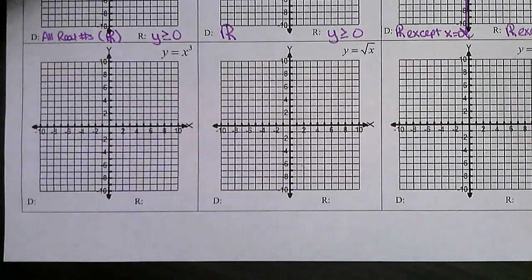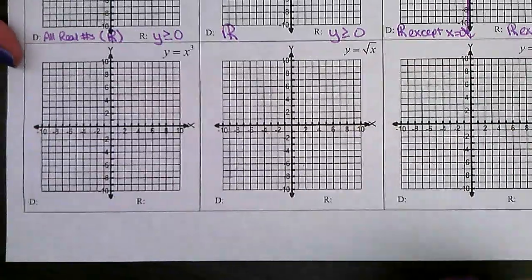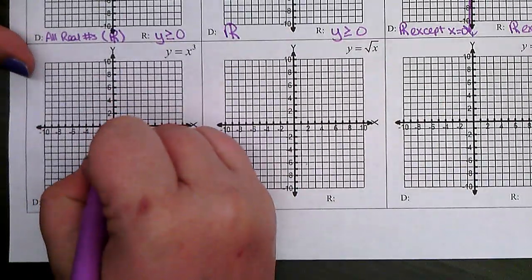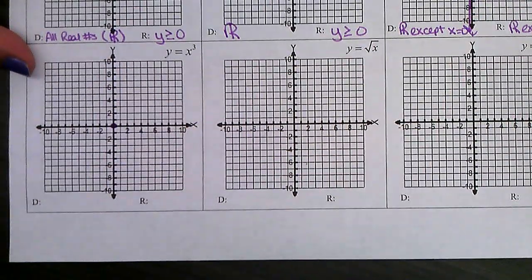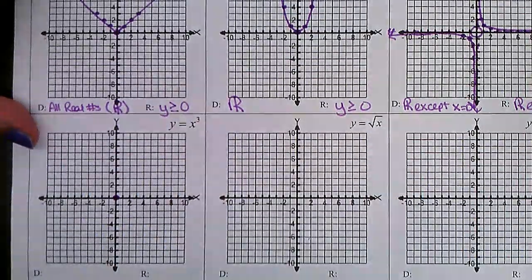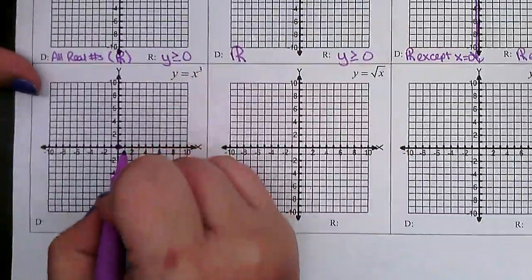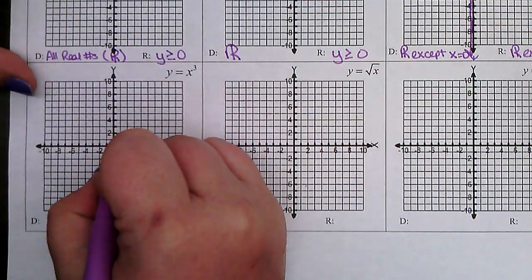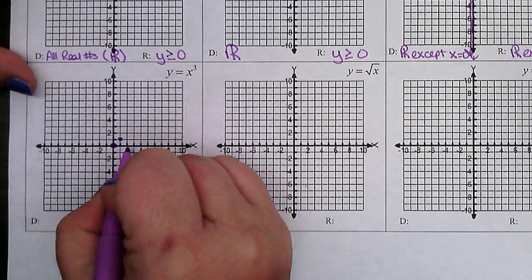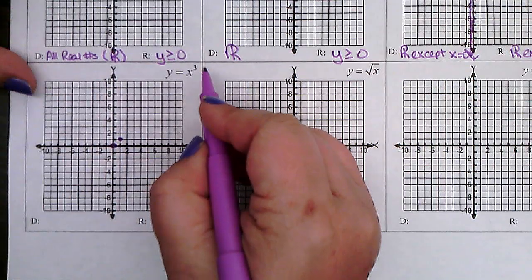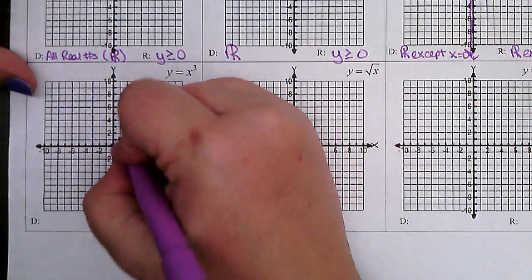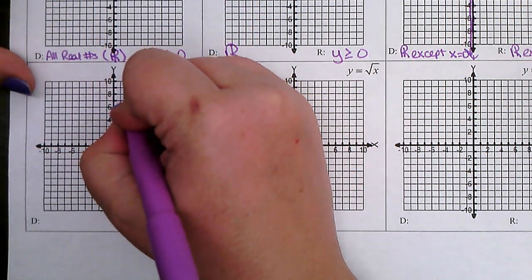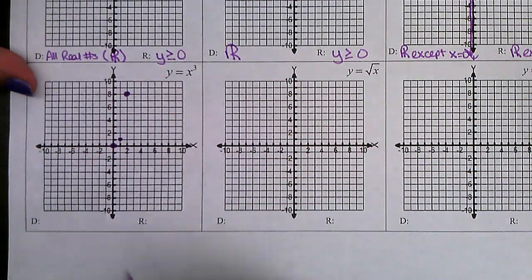Next one is x to the third. So this one, again, like many others, like these first two, has a start point at 0, 0. Then if I put 1 in, 1 to the third is 1. But if I put 2 in, 2 to the third, 2 times 2 times 2 is actually 8. So that goes up pretty fast.